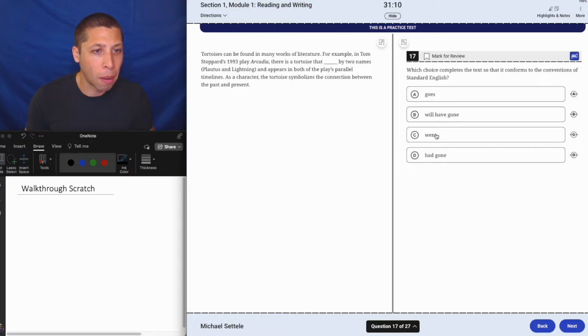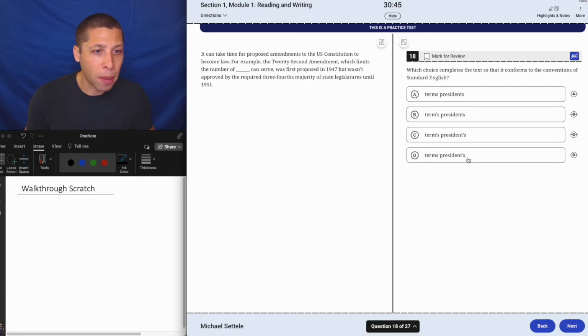This is probably about tense, verb tense. Tortoises can be found in many works of literature. For example, in Tom Stoppard's 1993 play Arcadia, there's a tortoise that goes by two names. Yeah. And it appears, because it's symmetry. It appears in both of the play's parallel timelines. Yeah, it's all present tense. It will have gone by two names, went by two names. No. Okay, so it goes.